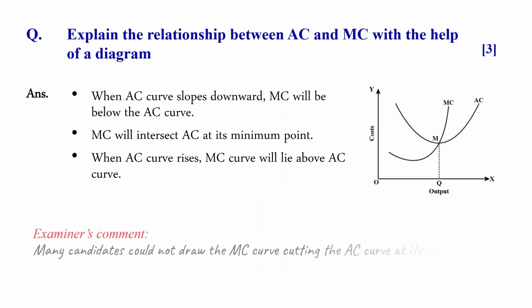Examiners deduct marks when students either draw the MC curve incorrectly, meaning they don't cut AC at their minimum point, or they state the points without explaining the relationship. Remember, diagram plus intersection at minimum plus correct explanation is what earns full marks.